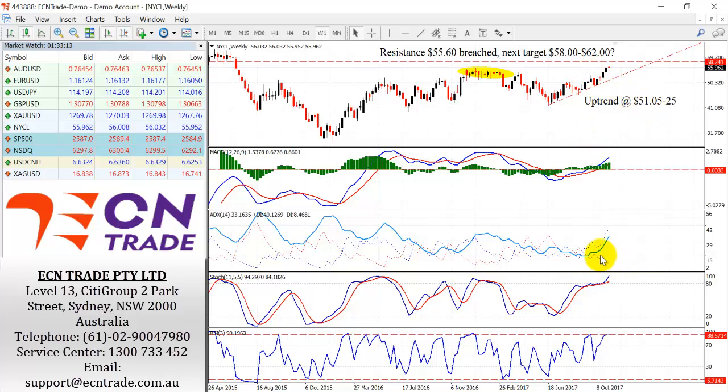The trend on both daily and weekly is quite bullish. So I do look for any kind of pullback or any type of consolidation before the move.